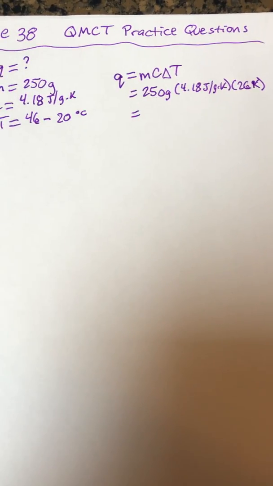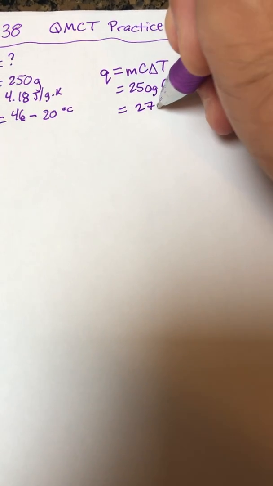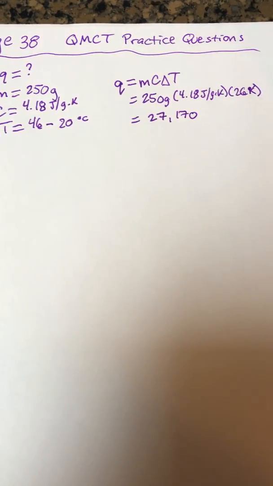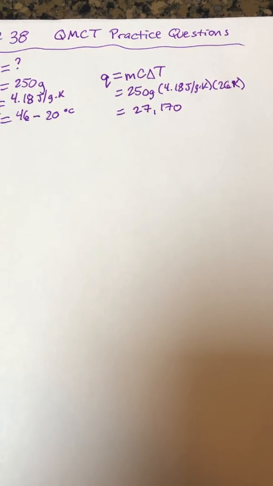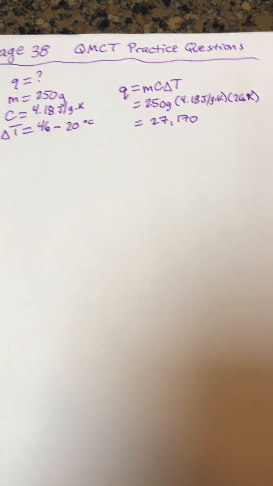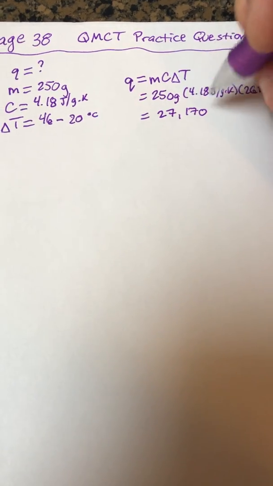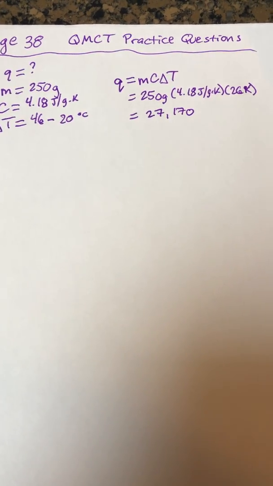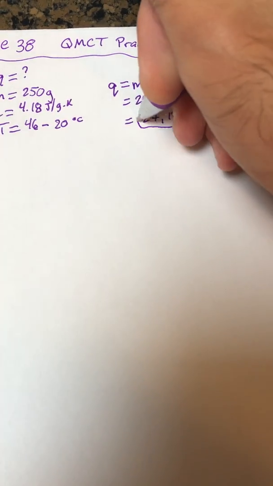All right, now we can go ahead and solve. When we do this, we get 27,170. And for these problems, we do not have to put correct number of significant figures because the question does not ask us. Only do correct sig figs if the question asks you. So in this case, I would leave it at 27,170. Our unit is joules.